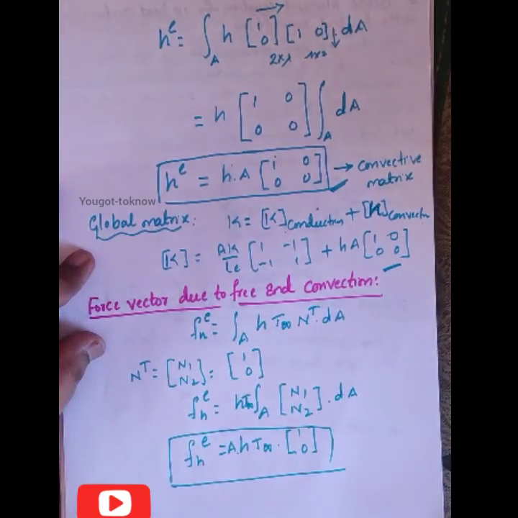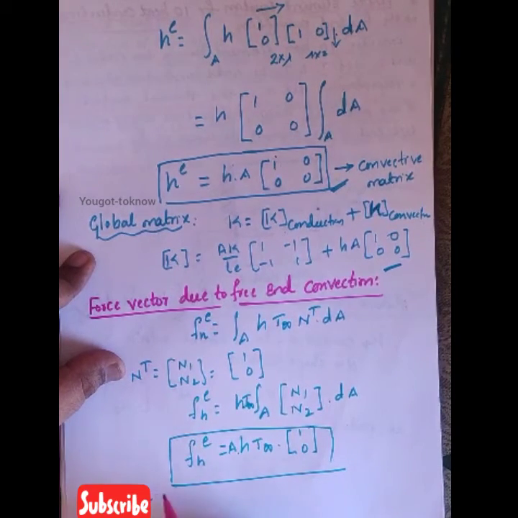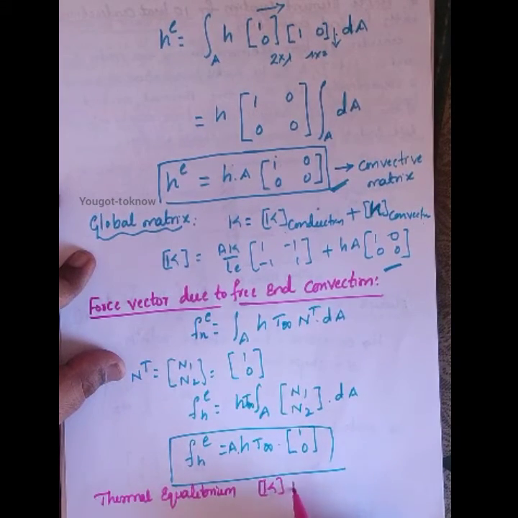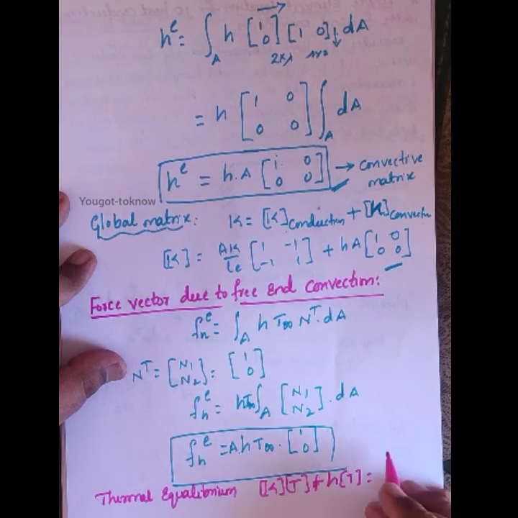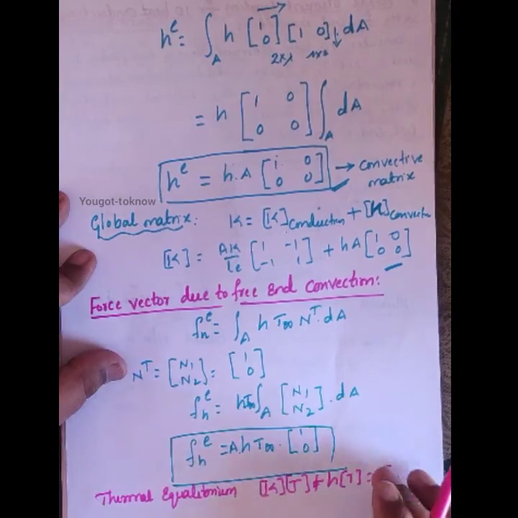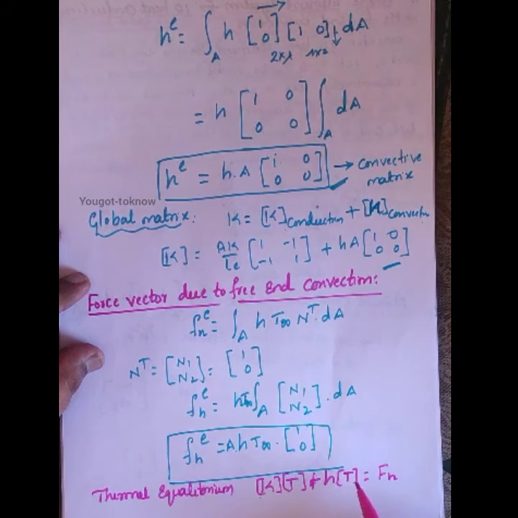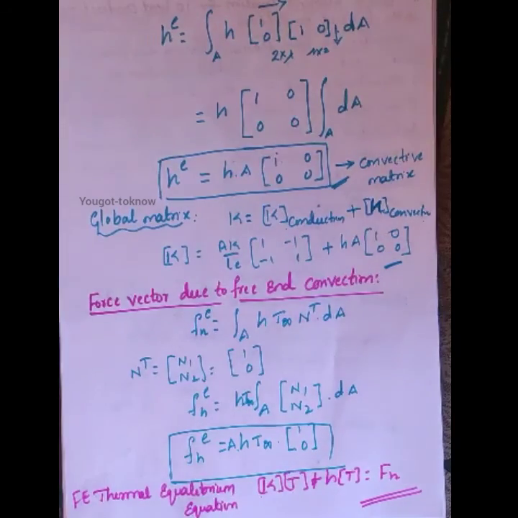That means, what is the equilibrium equation for thermal? The thermal equilibrium equation will be K T plus H T equals F_H. Or sometimes we can combine these two and write it that way. This is called your thermal equilibrium equation for solving a problem, the finite element thermal equilibrium equation. Thank you.